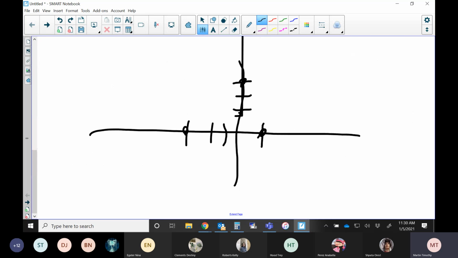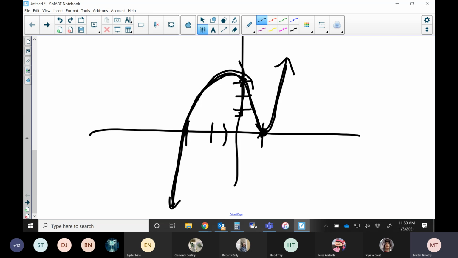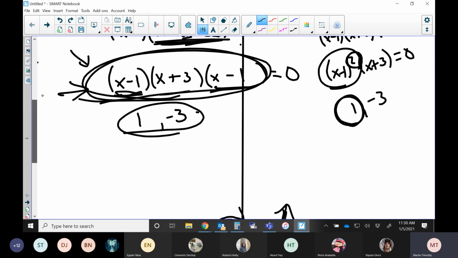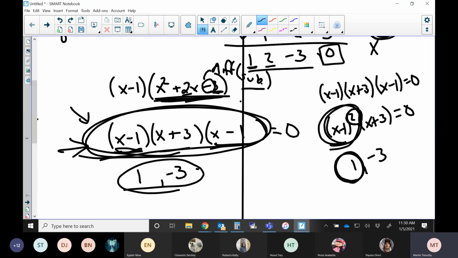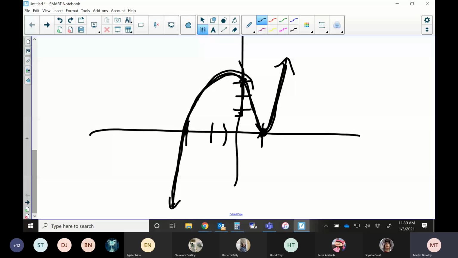When something has an even multiplicity, it actually hits the x-axis and bounces and goes back up. Anything that is even multiplicity hits and goes back up. Anything that is odd goes through. We did that in 3-5. So this would be the graph of this, and I knew that this bounced because of this multiplicity right here. And then it matches my end behavior like it should. So there's the graph. Did that make sense?